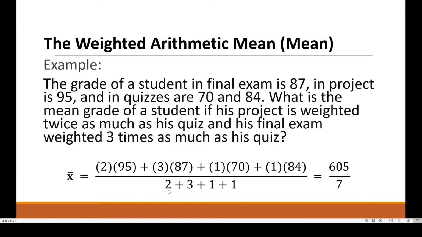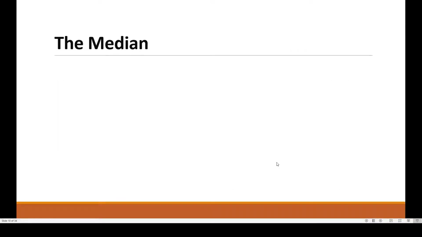So these numbers are actually the weights of every grade. So 2 is the weight of 95 or the project, 3 is the weight of 87 or the final exam, 1 is the weight of each grade in quizzes. So the weighted arithmetic mean is 605 over 7 or 86.43. So now let's proceed to the median.